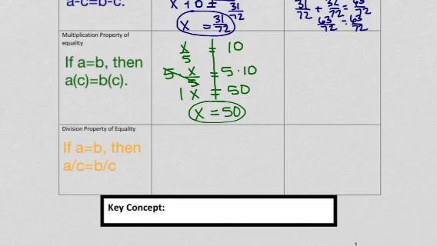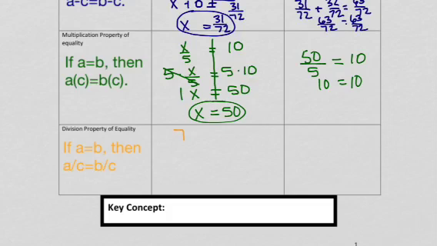And this is an easy check. When I plug 50 in for x, I get 50 divided by 5 equals 10, and of course, that does work. So we are done with that problem. And the last property of equality that we have is the division property. And that says that we can divide both sides by the same number to get an equivalent statement.